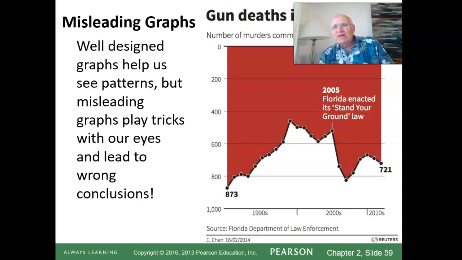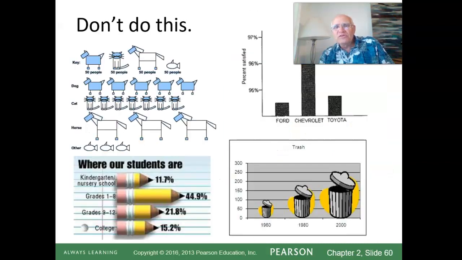So they made it look like in 2005 they enacted some kind of stand your ground law, and they made it look like murders went down, but actually what they did is they went up. And this thing is really designed to lead to the wrong conclusion. That's a cardinal sin, and we should never be doing that. And this is really a poorly constructed graph.